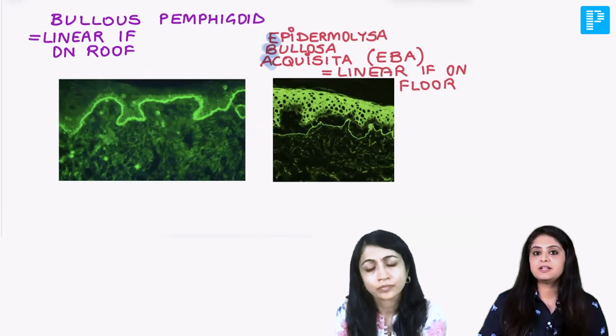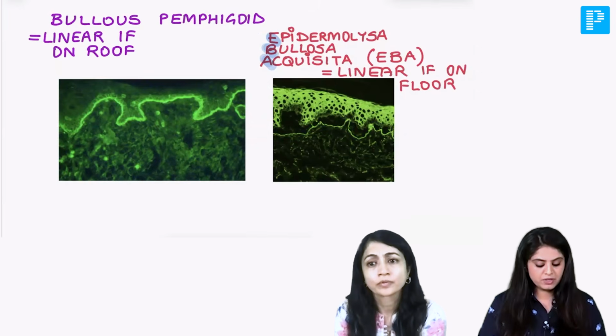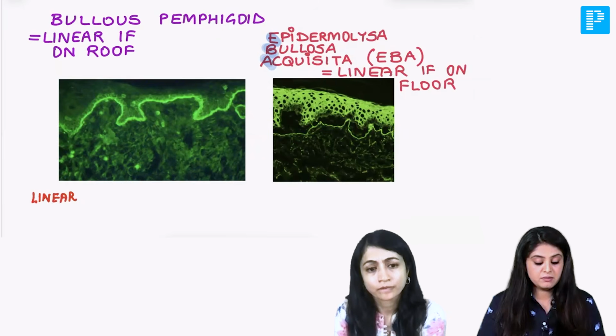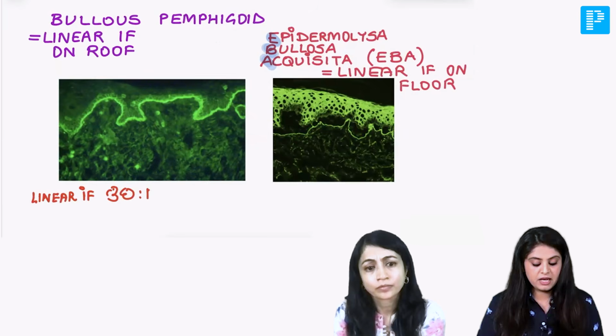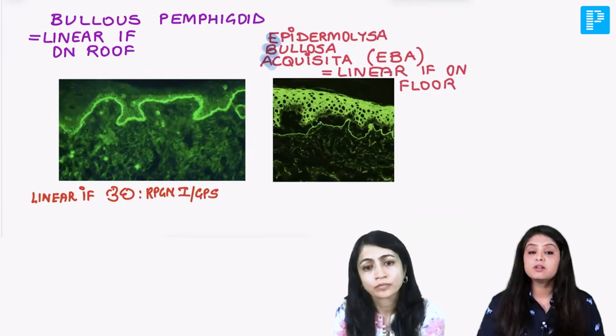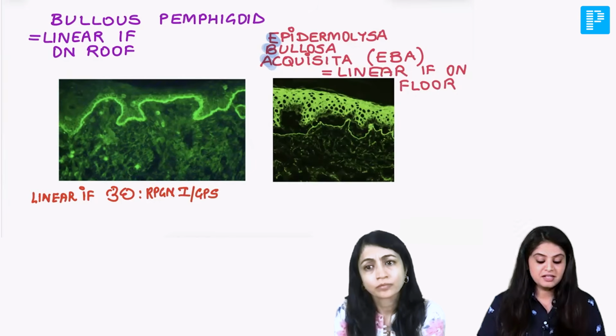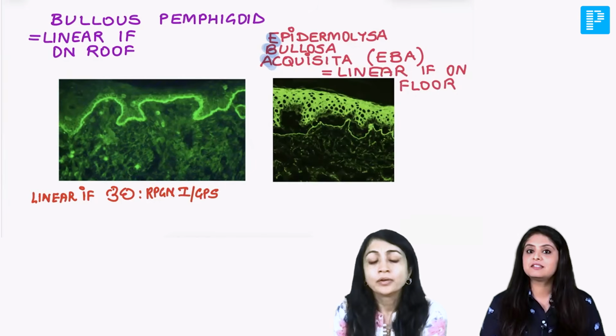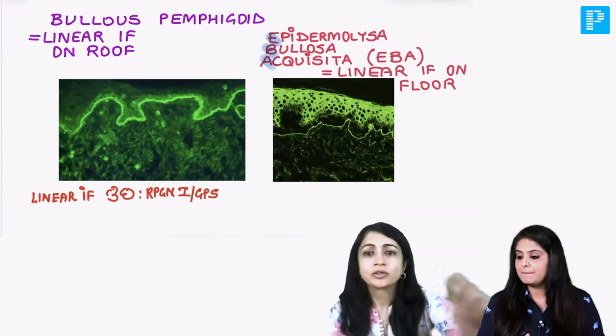And that is where I'll hand it over to ma'am. But just a quick question before that. This is not where the linear immunofluorescence ends, because somewhere in pathology, in the renal pathology chapter, we read the same in RPGN type 1, which is also known as the Goodpasture syndrome, which shows me a linear immunofluorescence.